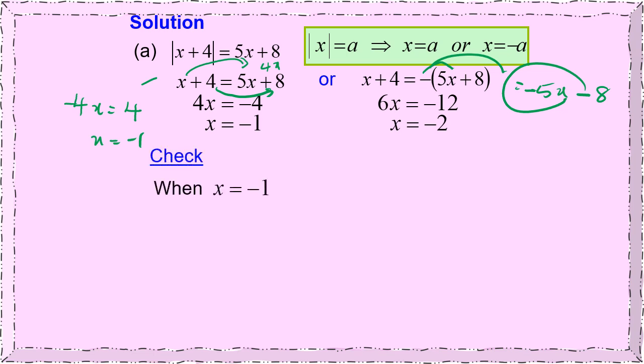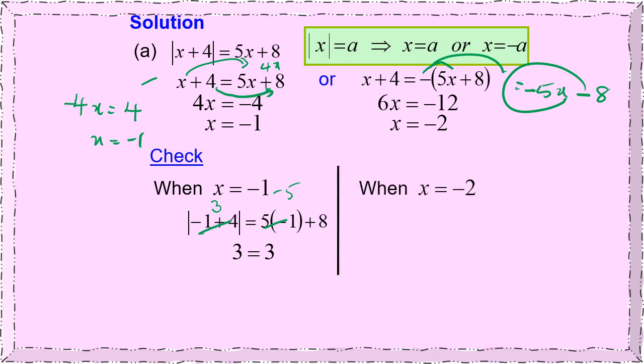Okay, so check. We have to check whether the answer will satisfy the question or not. So we let x equal to negative 1 and substitute on the left hand side of the equation. We get absolute of negative 1 plus 4, and on the right hand side we get 5 multiplied by negative 1 plus 8. So the left hand side is equivalent to 3, and here is negative 5 plus 8, which is equal to 3. So both are equivalent to 3. So the left hand side is equal to right hand side, so it's true.